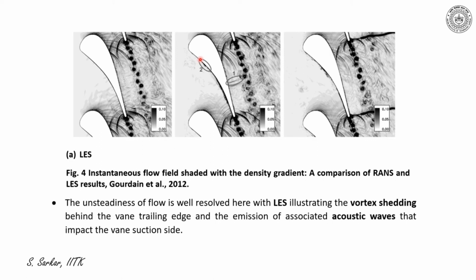Thus, this kind of unsteadiness has not been predicted with RANS simulation. I have concluded here with the comment that the unsteadiness of flow is well resolved with LES, illustrating the vortex shedding behind the vane trailing edge and emission of associated acoustic waves that impact the suction side. All these details were missing from RANS data. Therefore, only LES can predict details such as acoustic waves, unsteady vortices, apart from formations of shock or shock boundary layer interaction such as indicated here.